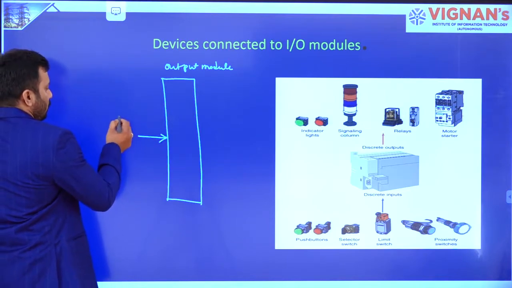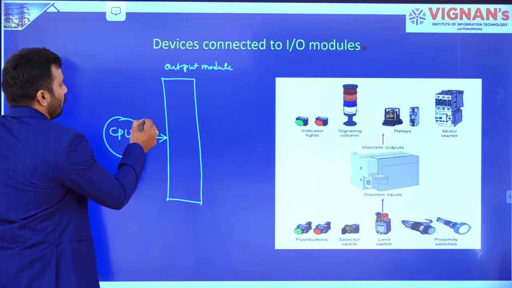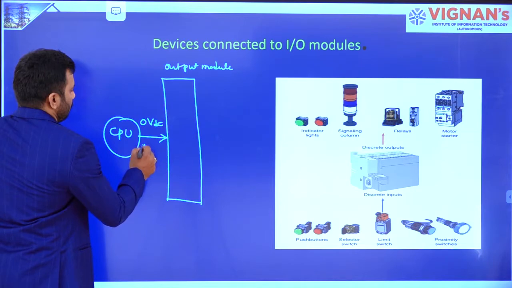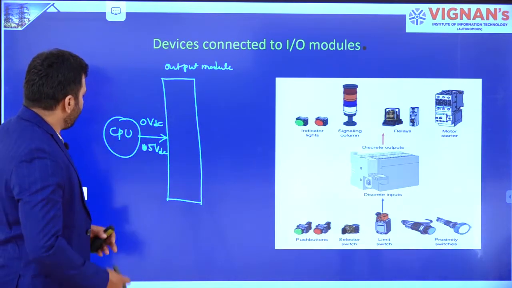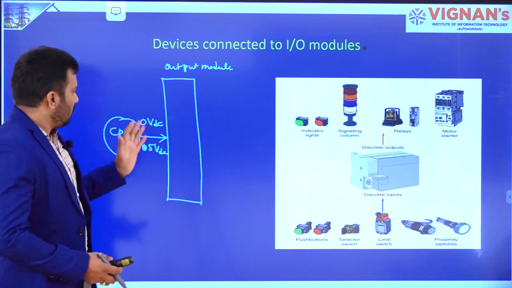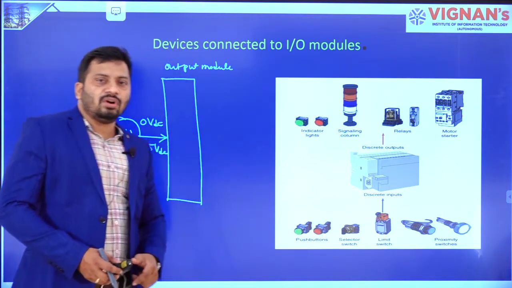This is the input we are going to get from the CPU. What values can it give? 0 volts DC and 5 volts DC as an input. For example, if the CPU wants to turn any load on or off, depending upon that, it is going to give a 0 volts DC or 5 volts DC signal.